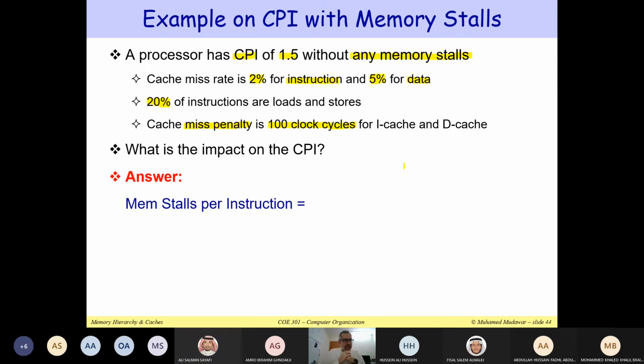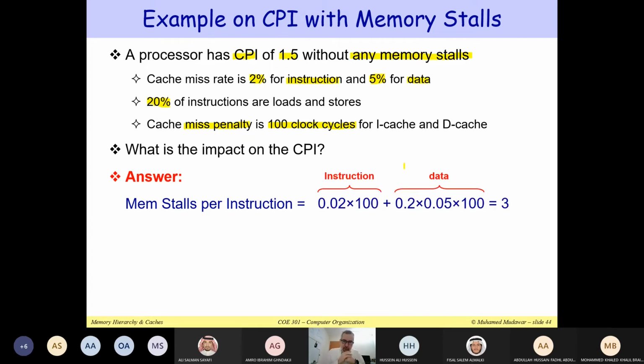Yes. So for the instruction cache, it is 2% per instruction. And we multiplied by the 100 cycles, which is the miss penalty. So this will give me the memory stall cycles per instruction in the instruction cache. In the data cache, because we have two caches, right? Inside the CPU, we have two caches, instruction cache and data cache. So in data cache, 20% are load store, 5% are going to miss, and the penalty is 100 clock cycles.